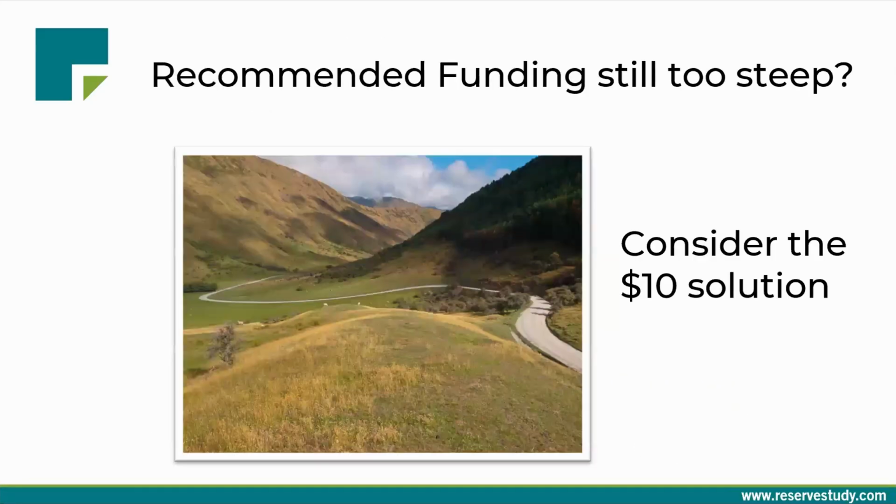Are you still bothered that this is going to mean a big increase for your association? Consider something we call the $10 solution. It likely took your association years or decades to get to an underfunded jam. Check with your reserve study provider. You usually can take a few years to get out of that jam. If you consider raising your reserve funding by $10 per month per owner this year, and then another $10 per home per month the following year. In most cases, it just takes 2 to 5 years of those $10 increases to raise the reserve funding to a really sustainable level.